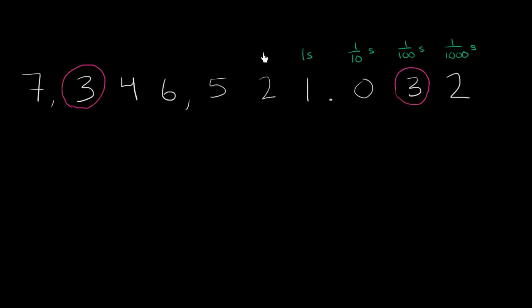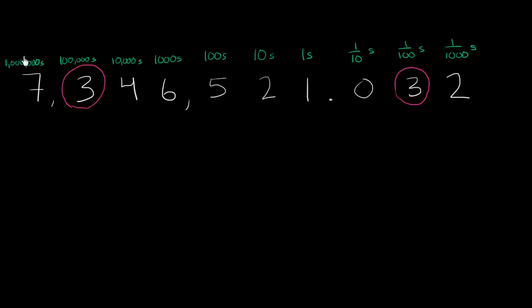Now, if we go to the left, each place represents a factor of 10 more. So if this is ones, multiply by 10, this is the tens place. This is the hundreds place. This is the thousands place. This is the 10,000s place. I'm going to have to write a little bit smaller. This is the 100,000s place. And then the 7 is in the millions place.